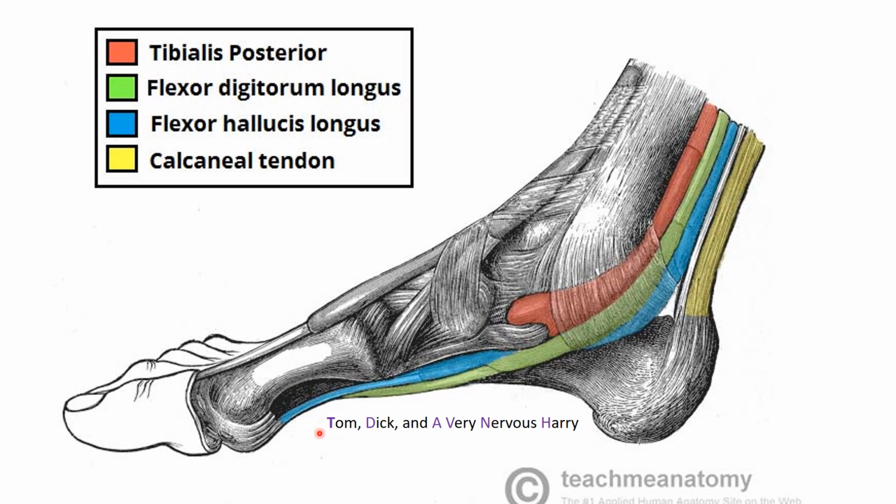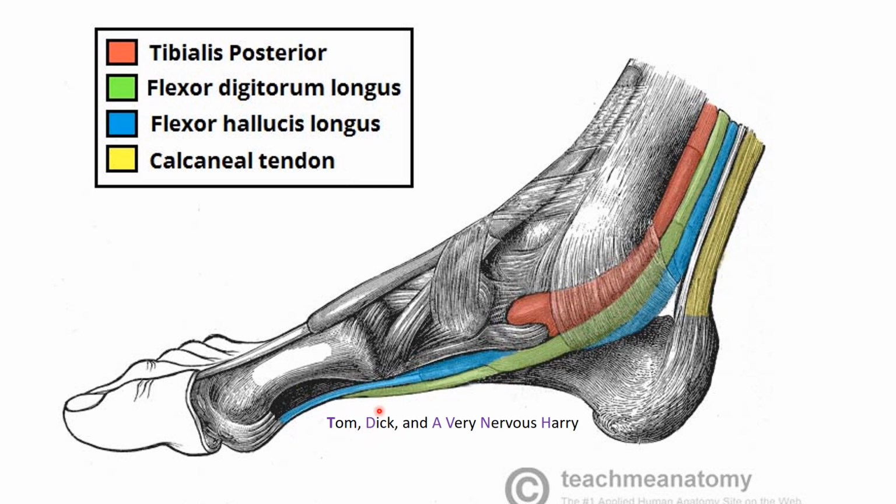We're going to have a mnemonic: Tom, Dick, and a very nervous Harry. So, Tom, the T, stands for tibialis posterior. This is the most anterior muscle tendon that comes through. So, tibialis posterior. Next, Dick, we have the flexor digitorum longus.